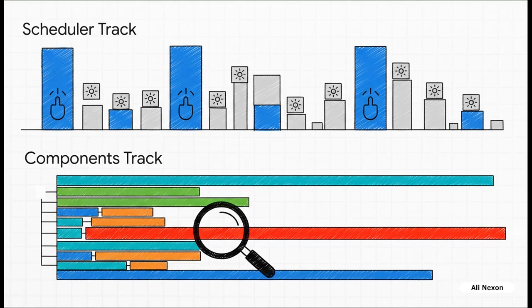So what do these tracks actually show you? Well, think of the scheduler track as reading React's mind. It shows you what it's working on. Is it a high-priority user click or a low-priority background update? This is huge for figuring out why your UI feels slow.